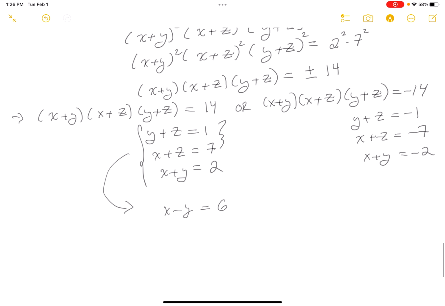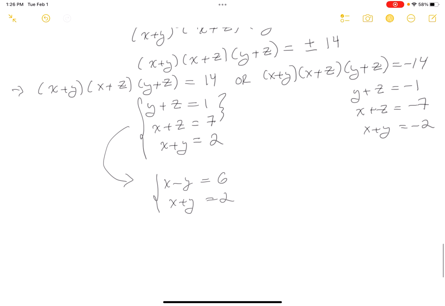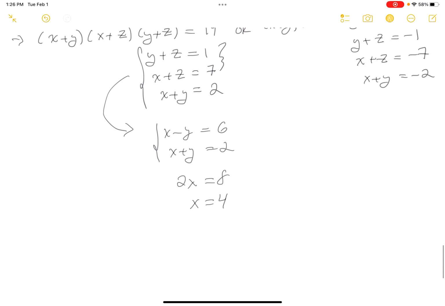And then I look at the third equation. The third equation says x plus y is equal to 2. And then I got to add these two together, and I would get 2x is equal to 8, or x is equal to 4. And now I can start plowing my way forward to getting another answer. So I'm going to say I want to know what y is, and I want to know what z is. And let's take a look.